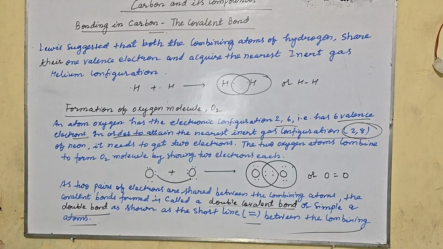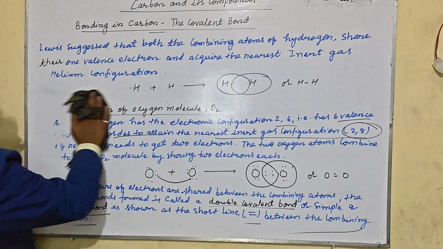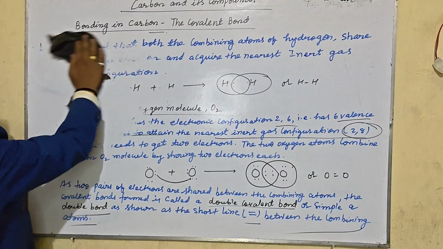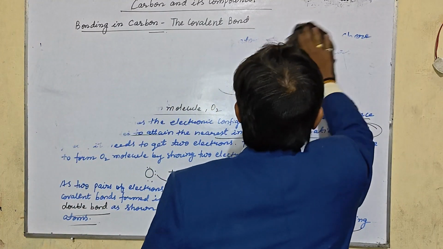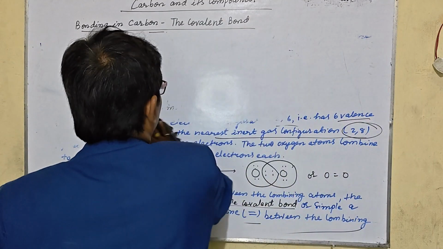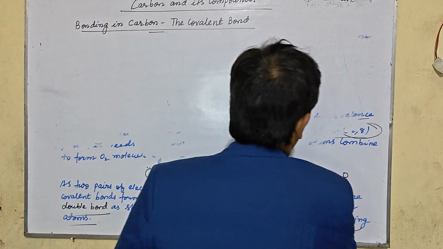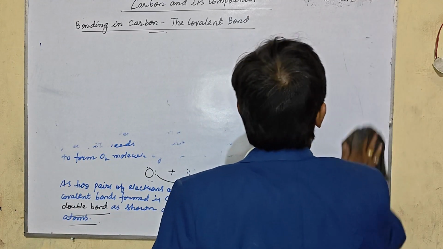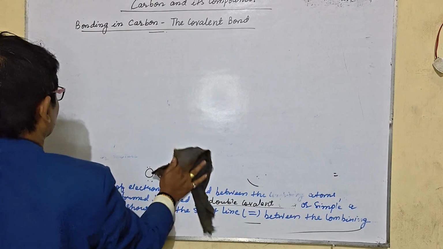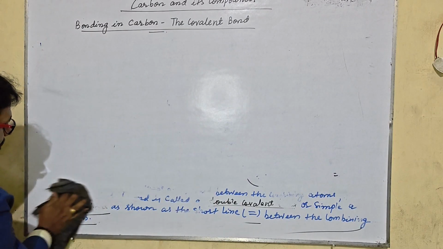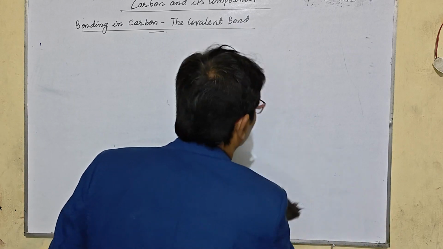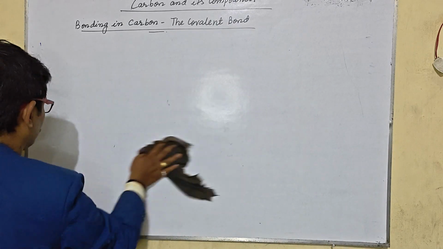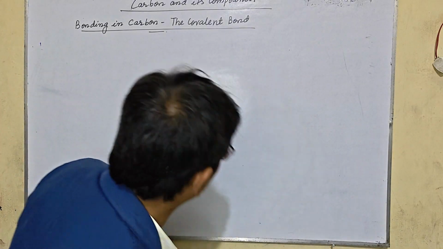Now let us discuss the next part. The electron dot structure proves the covalent bond formation. Methane also needs to be discussed, because without it the covalent bonding in carbon is not complete. Let us see the formation of the carbon covalent bond after the oxygen molecule.